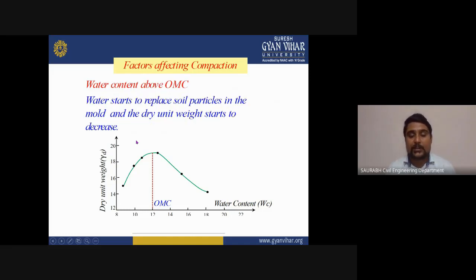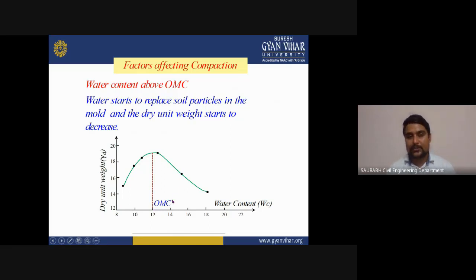And what will be the effect of water content above OMC? As you can see, water starts to replace soil particles in the mold, and dry unit weight starts to decrease. If water content is increased, then dry unit weight will also decrease. At only one point, you will get your maximum dry density, and it will be denoted as the OMC, which is known as optimum moisture content. These things you need to understand.